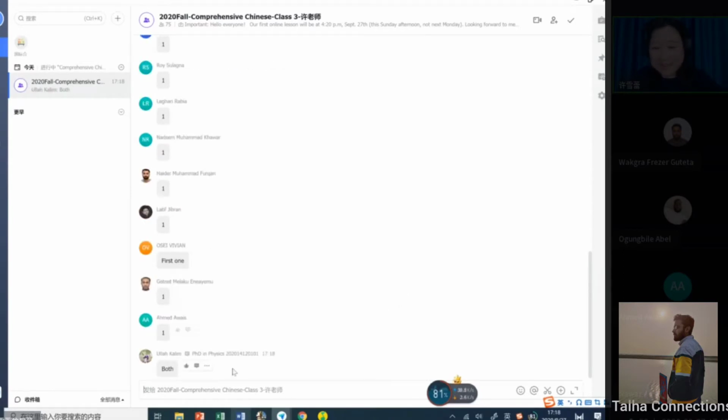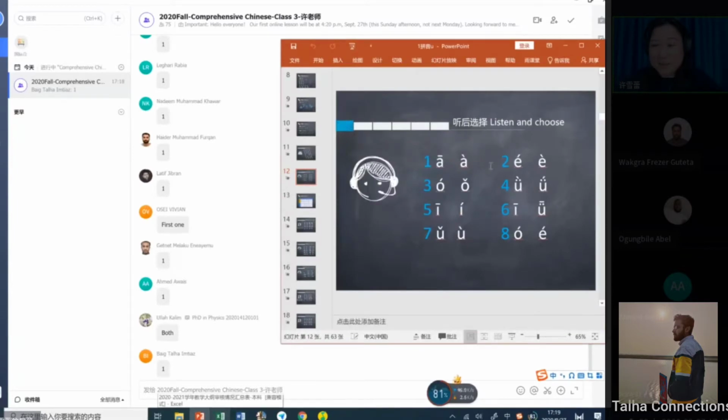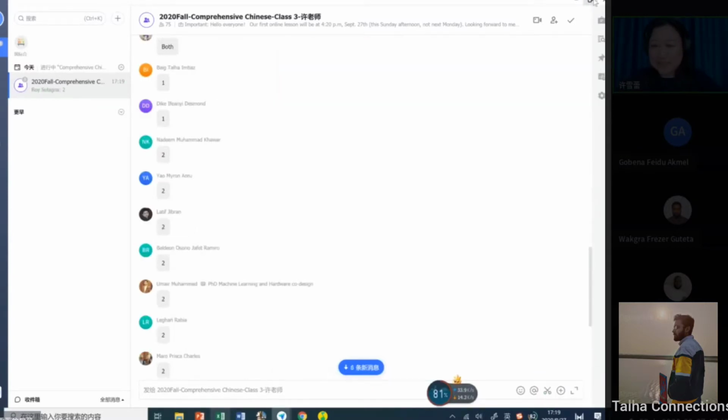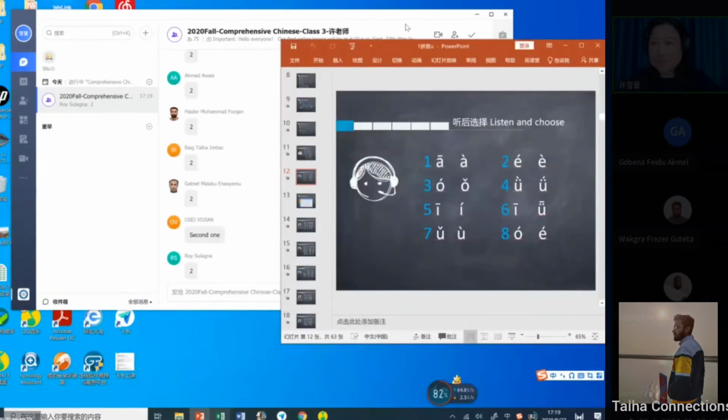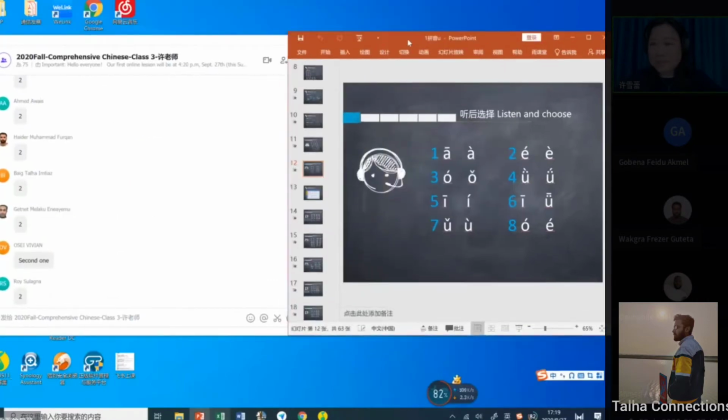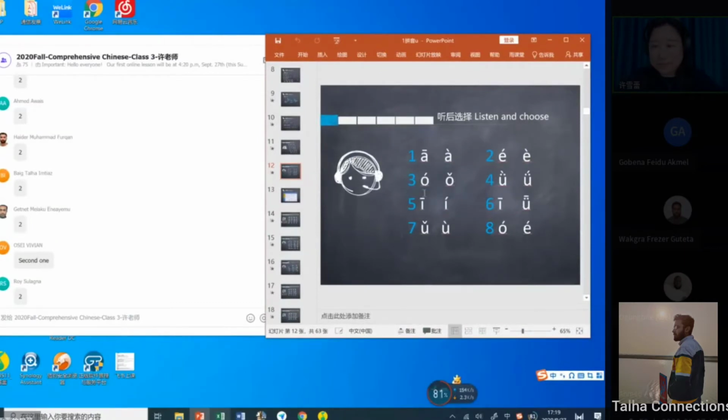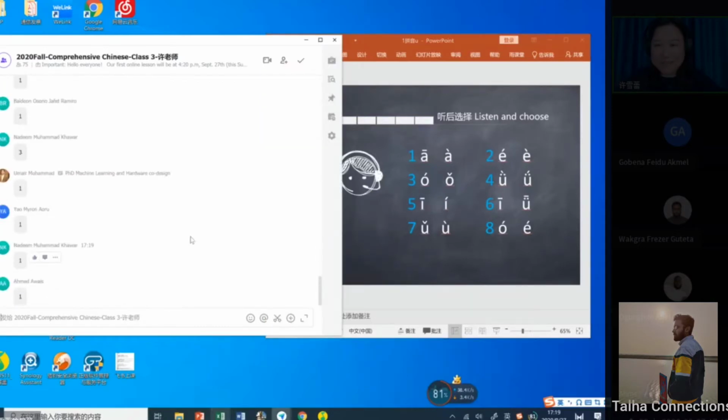I'm reading the first one. I just read the first one. Okay. Now, again, the second group. Second one. Yes, I'm reading the second one. Very good. Now, the third group. The first one or the third or the second one? Yeah, I'm reading the first one.